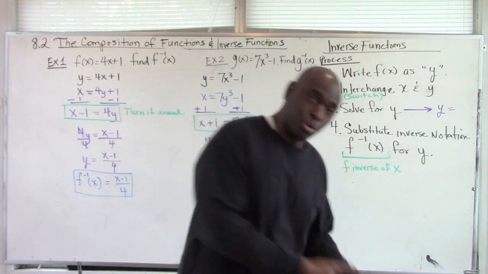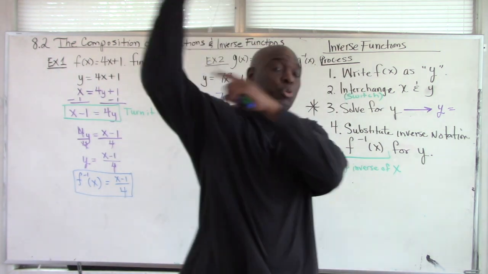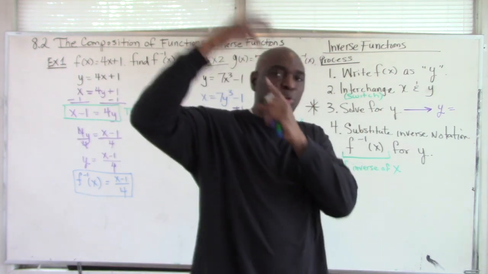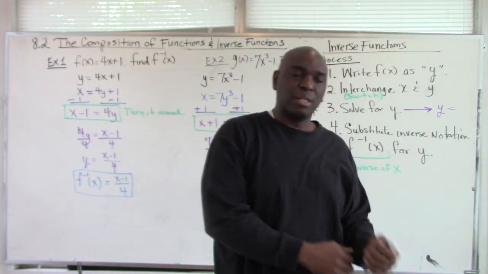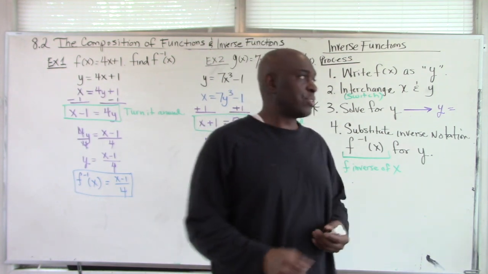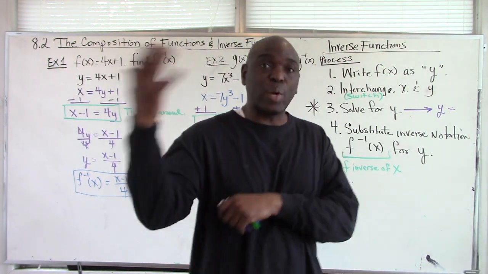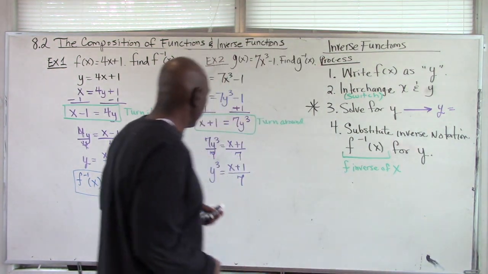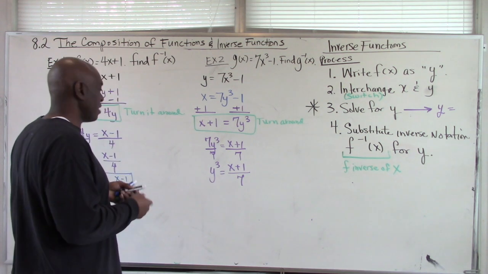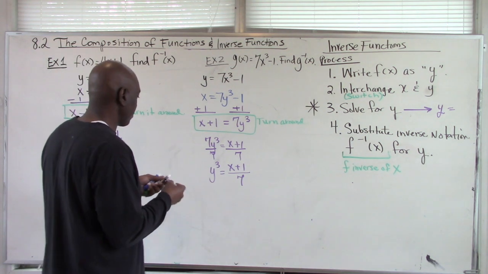If it were cube rooted, if you want to undo it, cube it. So the cubing and the cube rooting undo one another. It's just like a square root and a square will undo one another. So in this case, I have to cube root both sides.